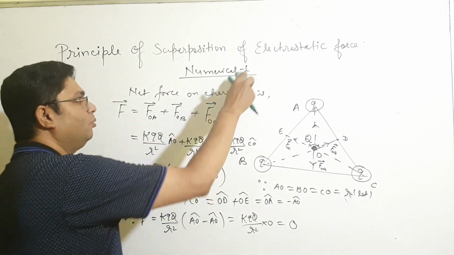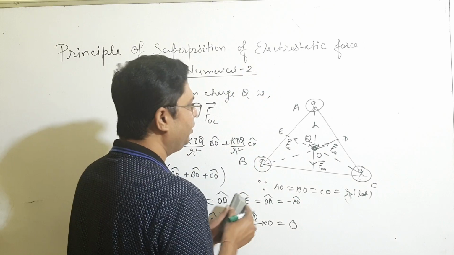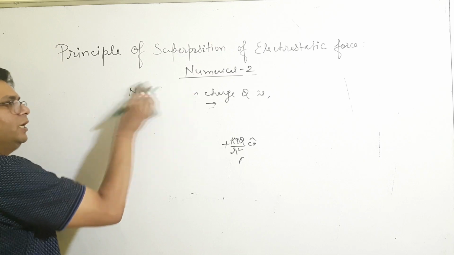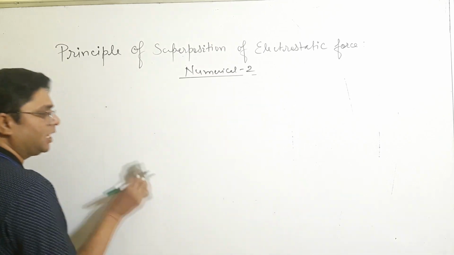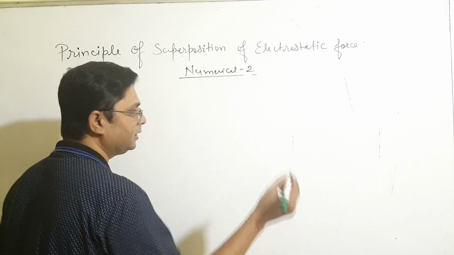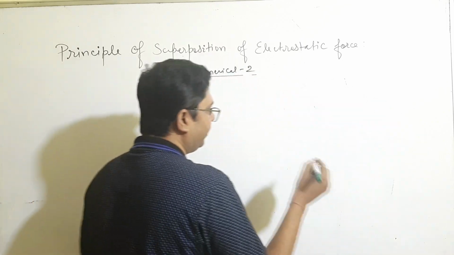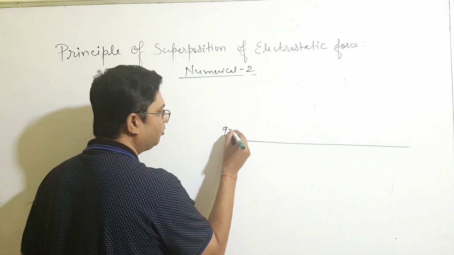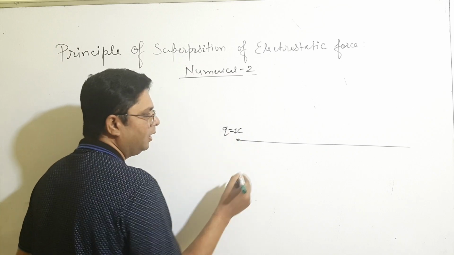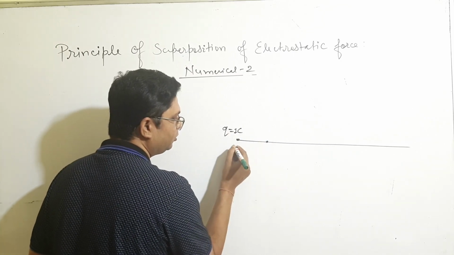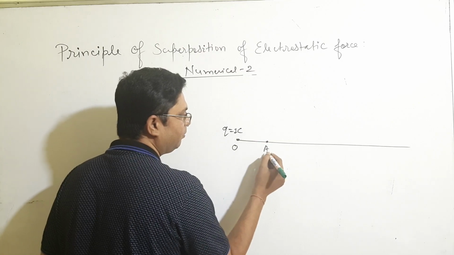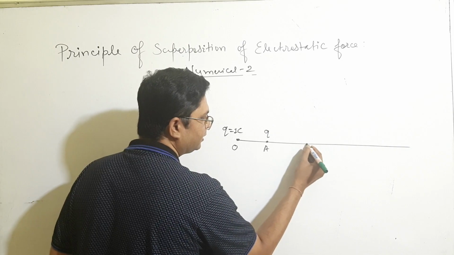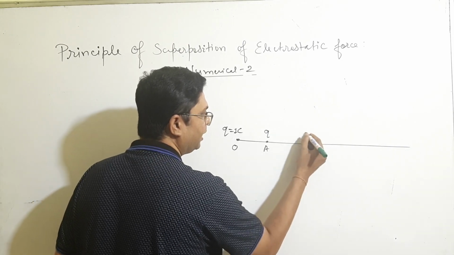Let us have a second numerical for you. In this second numerical, I am giving you an infinite number of charges. What is the force on a given charge due to an infinite number of charges? Here I am planning a question like this. Here you have a charge Q equal to 1 coulomb. At 1 centimeter apart, this is O, this will be A. 1 centimeter apart, you have another charge Q at 2 centimeter apart, twice. You have point B, another charge Q.